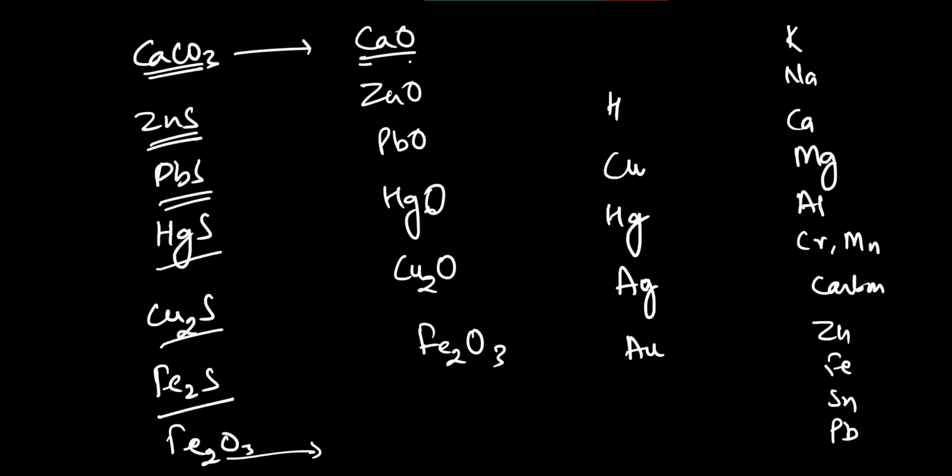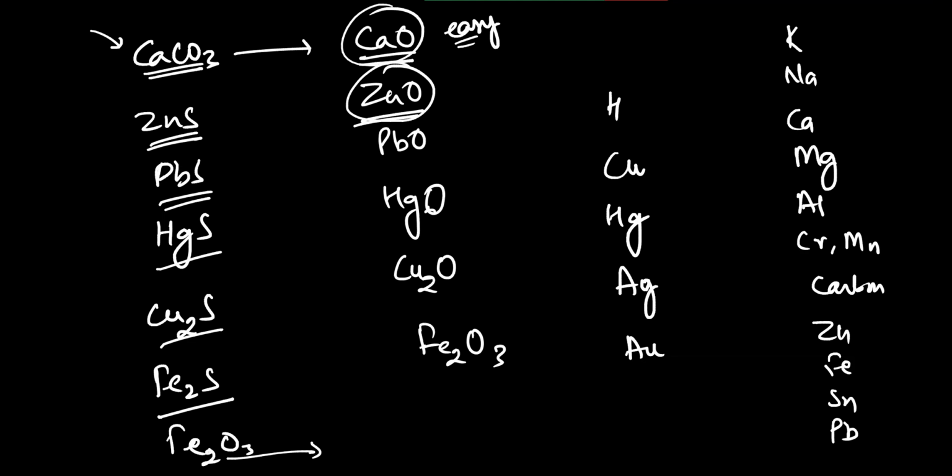Now it is easier to extract metal from the oxide form than from the sulfide and carbonate form. It is easier to extract metal from calcium oxide than from calcium carbonate, and easier from zinc oxide than from zinc sulfide. Okay, everybody understood? Understood? Yes, sir.